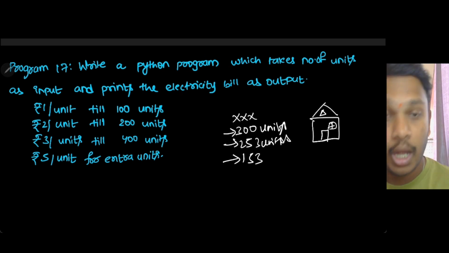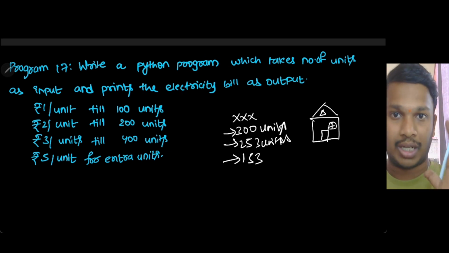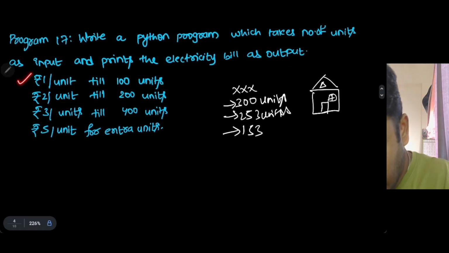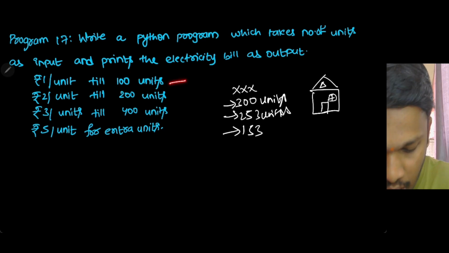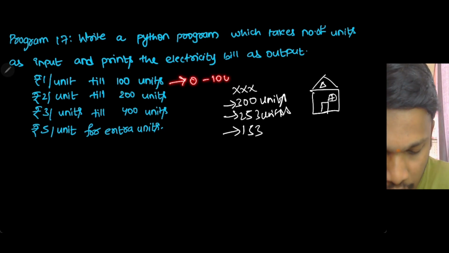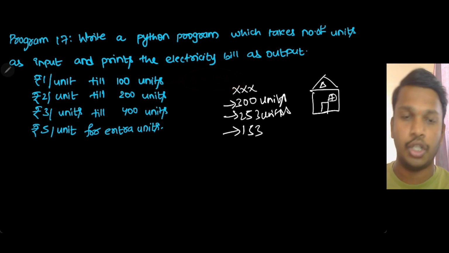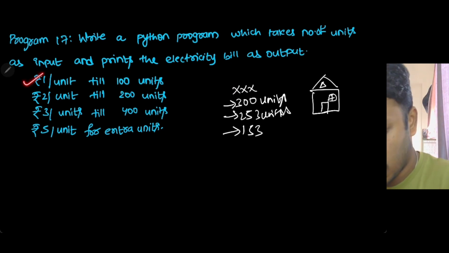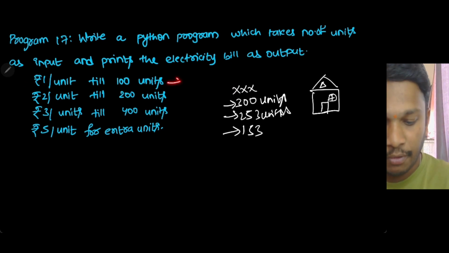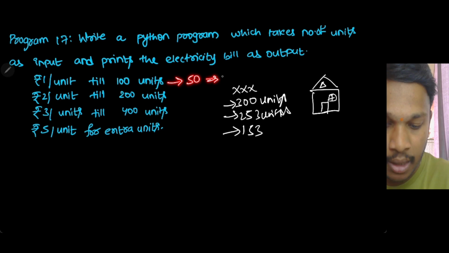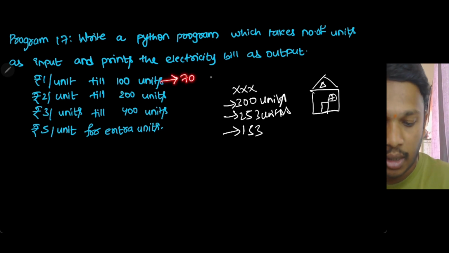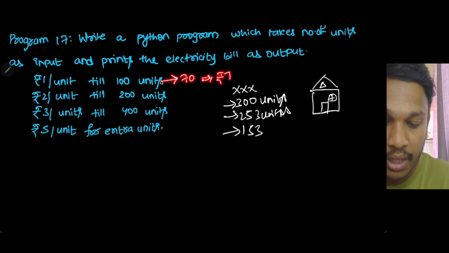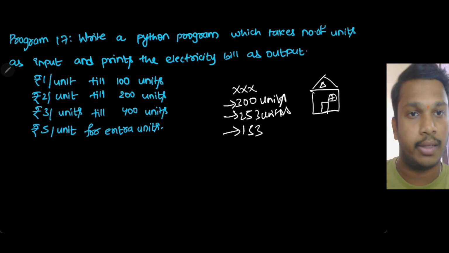This is the question. Now, what are the rules? Till 100 units, the first 100 units, 0 to 100, how much do I need to pay? 1 rupee per unit. If I consume 50 units, I need to pay 50 rupees. If I consume 70 units, then I need to pay 70 rupees. 1 rupee per unit.